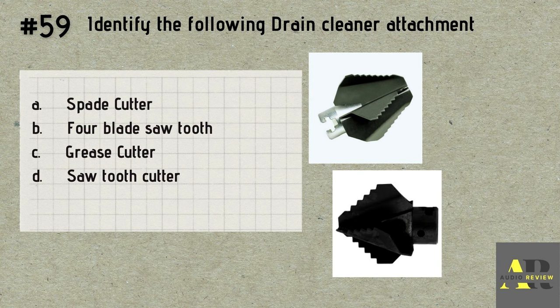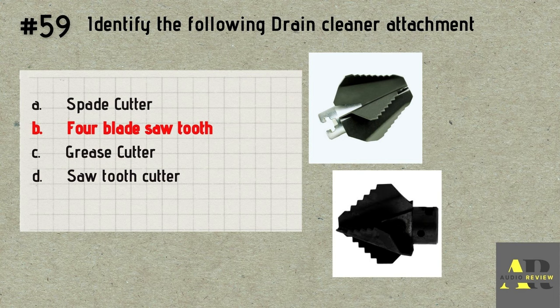Question 59. Identify the following drain cleaner attachment. Is it A. Spade cutter? B. Four-blade saw tooth? C. Grease cutter? Or D. Saw tooth cutter? The answer? It's B. Four-blade saw tooth.